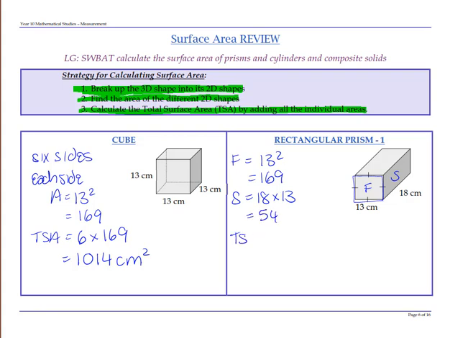So my total surface area is we have a front and back, so 2 lots of 169, and then we have the 2 sides, top and bottom, so 4 lots of the 54. So 6 sides in total. So 2 times 169 is 338, plus 4 lots of 54 is 216. So 338 plus 216 is 554 centimetres squared.